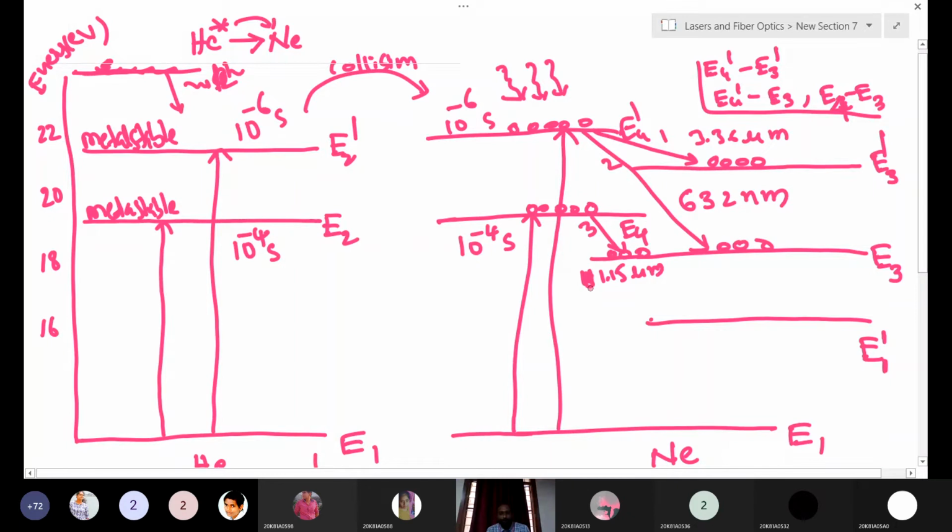So depending on our requirement, we can use the laser. Mostly, a helium neon laser means we will use this transition. We will use this energy, and we will use this power for many applications.